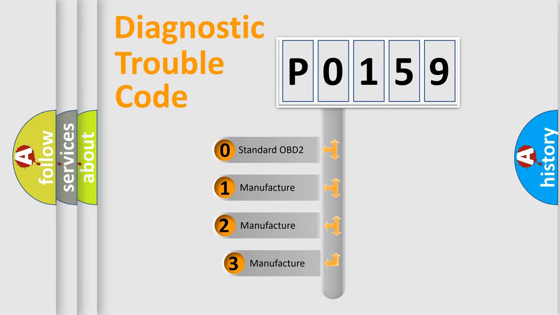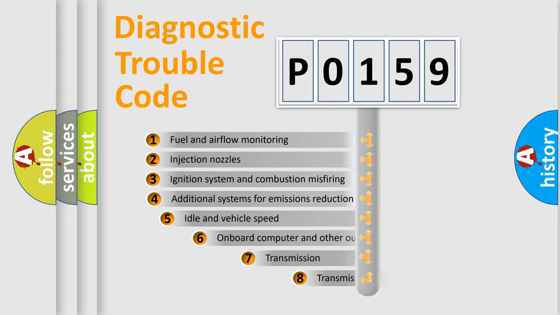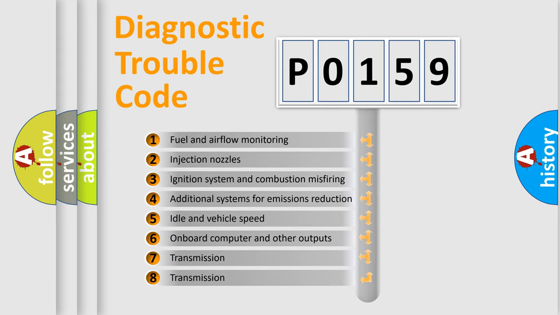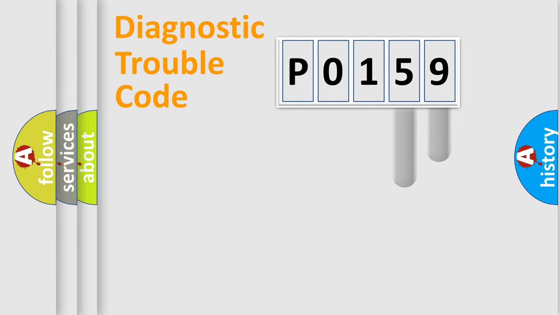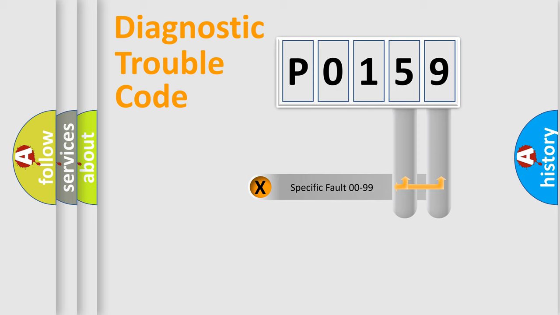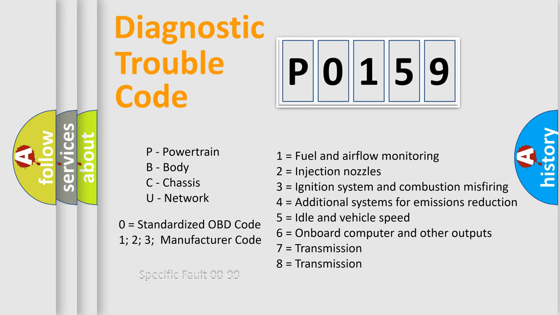If the second character is zero, it is a standardized error. In the case of numbers 1, 2, 3, it is a manufacturer-specific error. The third character specifies a subset of errors. The distribution shown is valid only for the standardized DTC code. Only the last two characters define the specific fault of the group. Let's not forget that such a division is valid only if the second character of the code is the number 0.